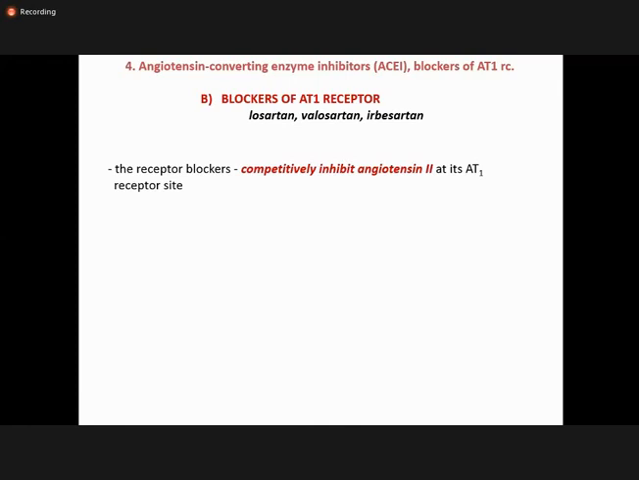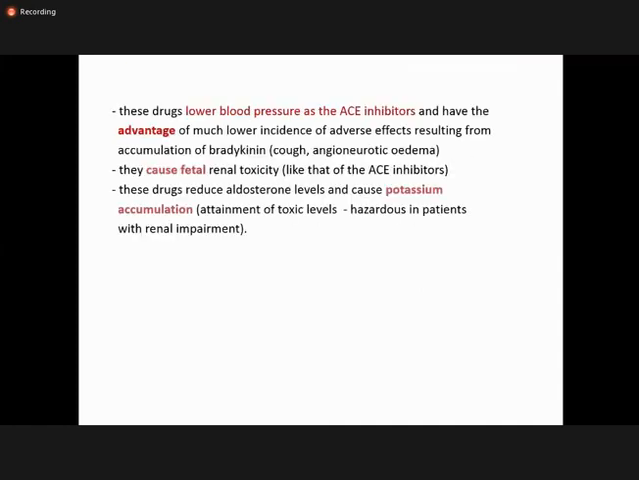Now, angiotensin receptor blockers, and important examples are losartan, valsartan, irbesartan, and other sartans. The receptor blockers competitively inhibit angiotensin II at its angiotensin type 1 receptor site. These drugs lower blood pressure like the angiotensin converting enzyme inhibitors and have the advantage of a much lower incidence of adverse effects resulting from the accumulation of bradykinin. What is that? Cough, dry cough, and angioneurotic edema. So this is one of the key differences.